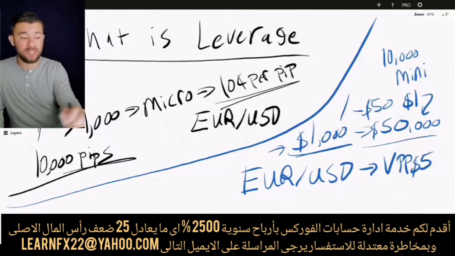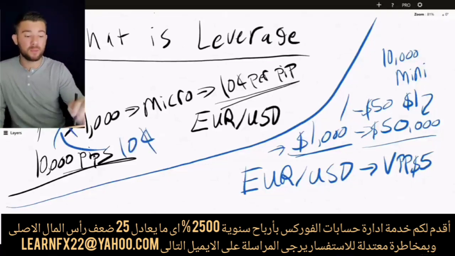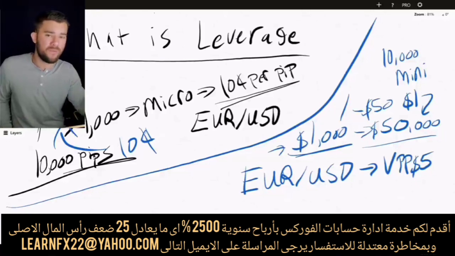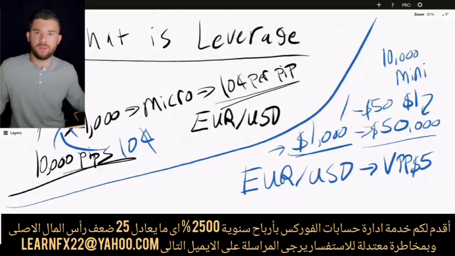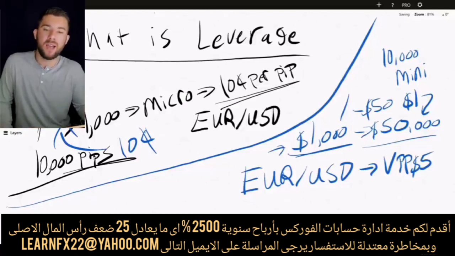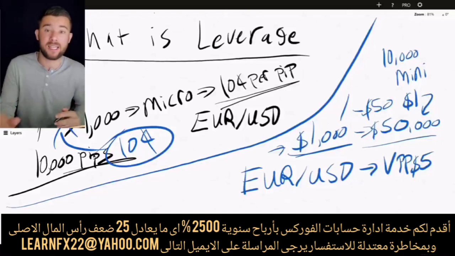You see the difference here? This was 10 cents per pip, but because we're using leverage over here, we have $5 per pip. Now, can this work for you? Absolutely. Yeah, you can make a lot more money at $5 per pip than at 10 cents per pip. No one is doubting that. I'm not saying you can't do that.